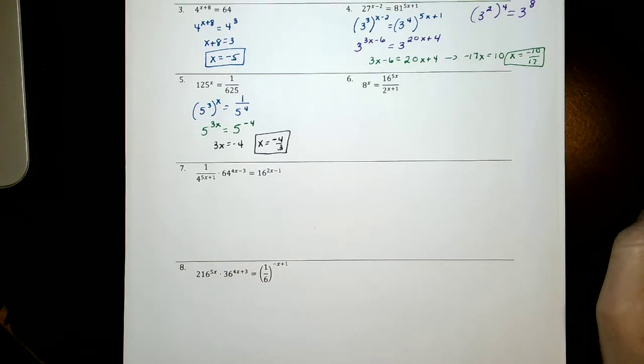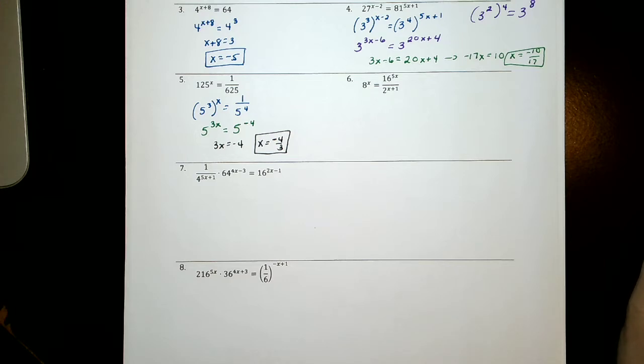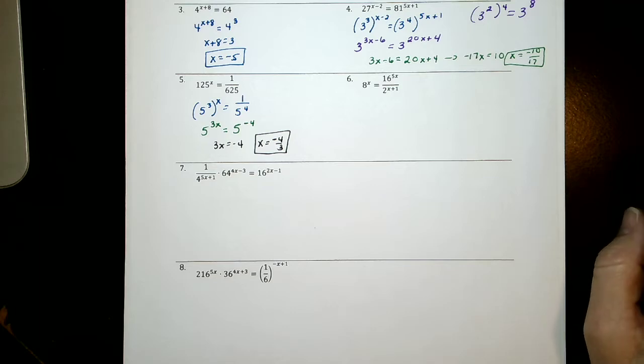Okay, I am going to pause the video. I'm going to let you try to rewrite the 8, the 16, and the 2 with the same base and see if you can simplify it down a little bit. So go ahead and pause the video. I'll pause my video, and when we come back, part of the problem will be done.